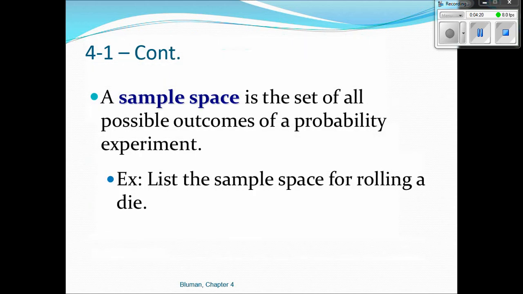Sample space. The sample space is a set of all possible outcomes. So what could possibly happen when you do that experiment? So for instance, rolling a die. What are the possible outcomes that could happen when you roll a die? Well, pretty simple, right? You could get a 1, a 2, a 3, a 4, a 5, or a 6. So the sample space is always different depending on what the event is. In this case, rolling a die, you could either get a 1, 2, 3, 4, 5, or 6.